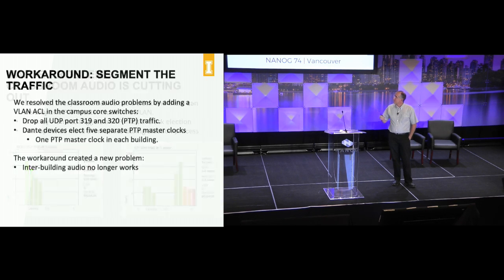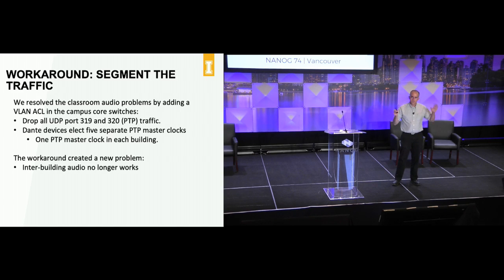What did we do about that? Well, a quick and dirty solution, because we had to solve this problem right now: we segment. We pull the VLAN off the building trunks. You lose management ability, but the microphones work just fine with link local addresses, and every building has its own master clock. Everything's fine.